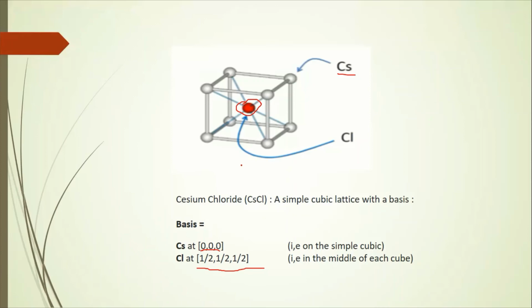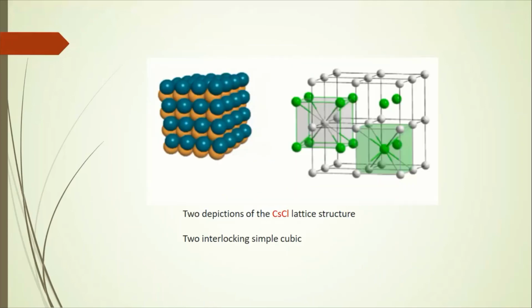So it looks like more cesium than chlorine, because cesium atoms are shared between eight different unit cells. So actually there is one cesium per unit cell, and there is one chlorine, so the ratio is exactly one to one by the combination. So here was something about the previous lecture.